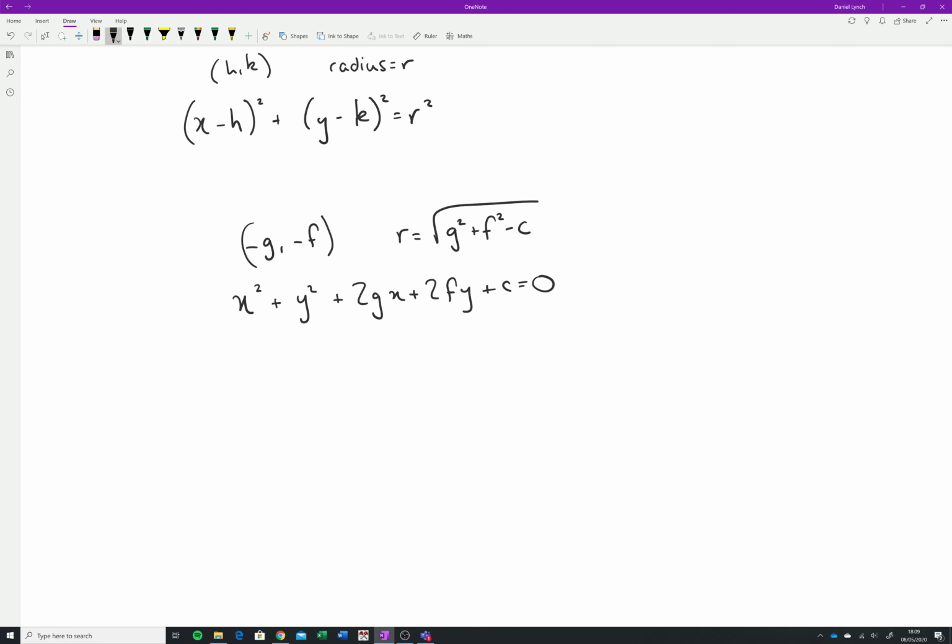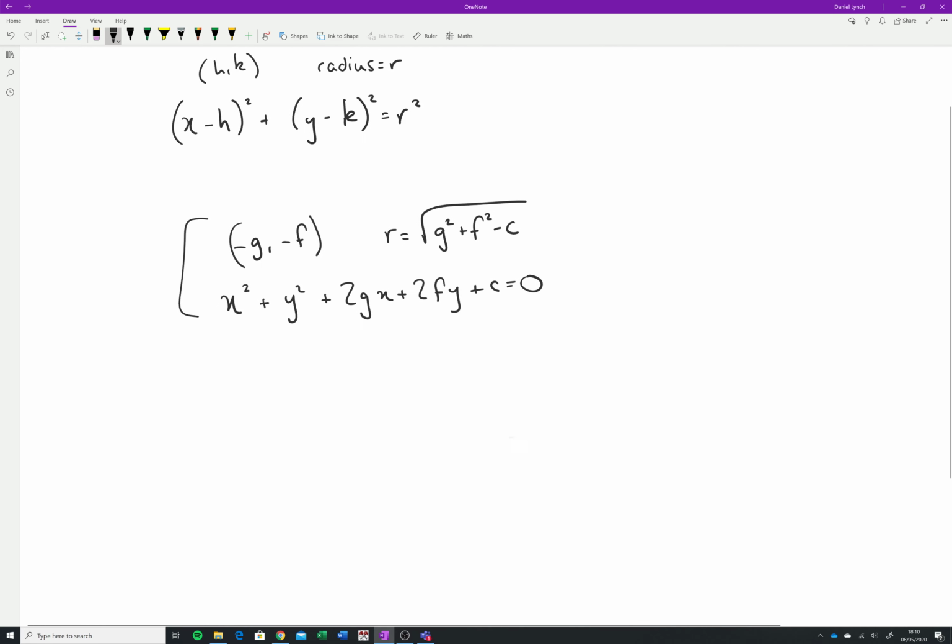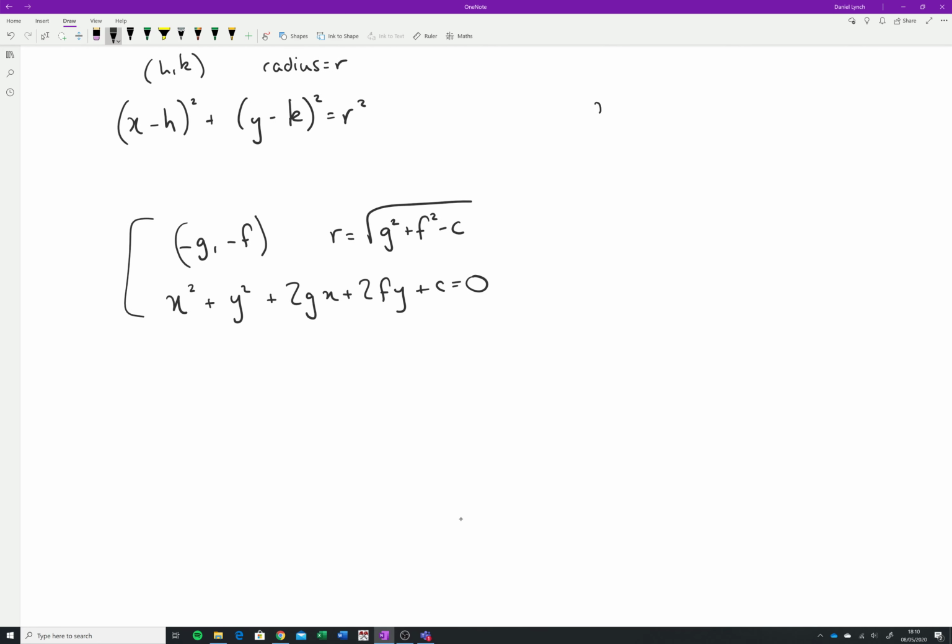I'm actually going to show you how we come to this particular equation. I'll just show you that quickly. If you did have (x minus h) squared plus (y minus k) squared equals r squared, I guess you don't really have to know this. You multiply this out, you'll get x squared minus 2xh plus h squared. And over here, you'll end up getting roughly the same, except with y squared minus 2yk plus k squared equals r squared.